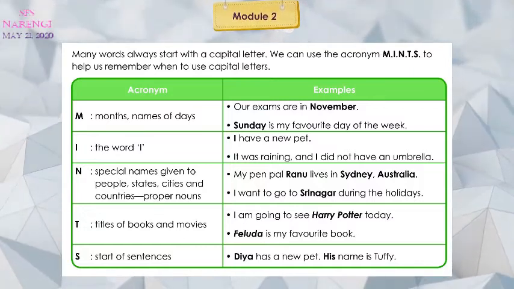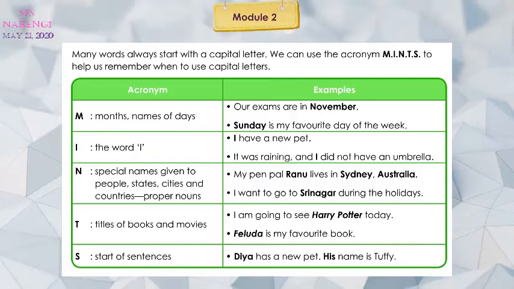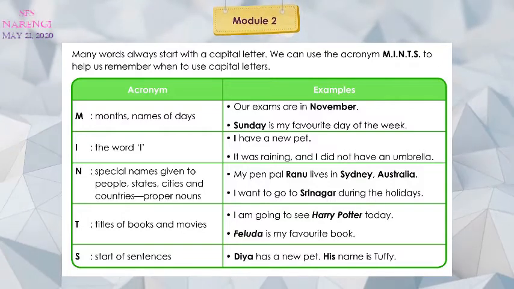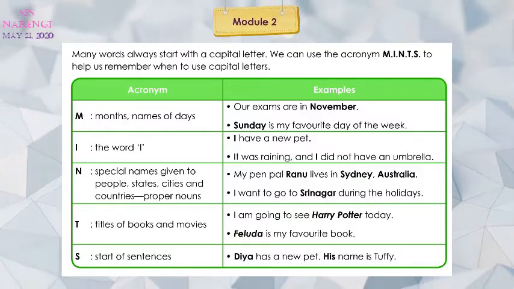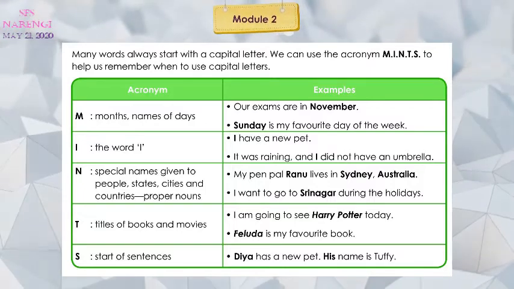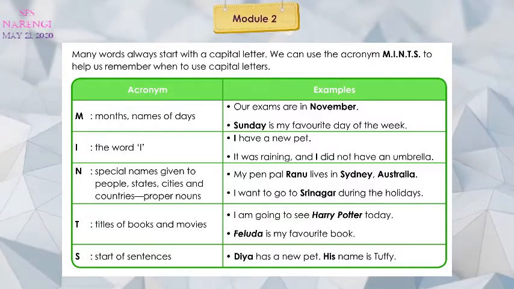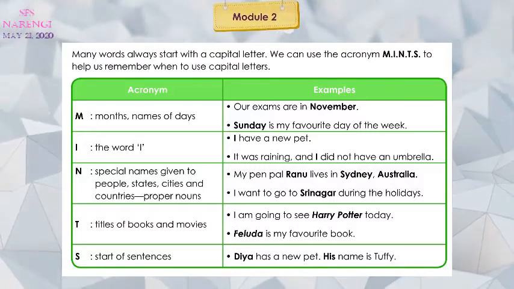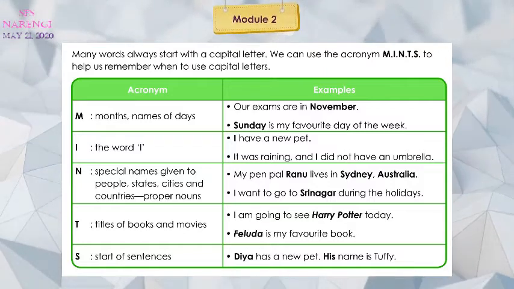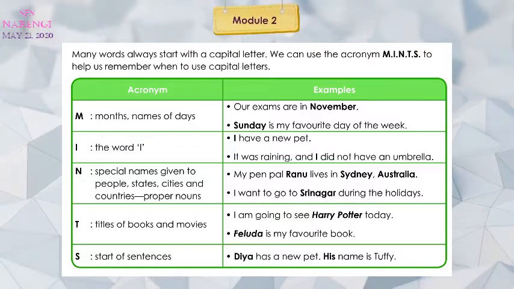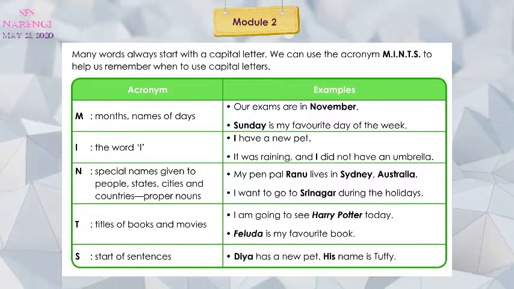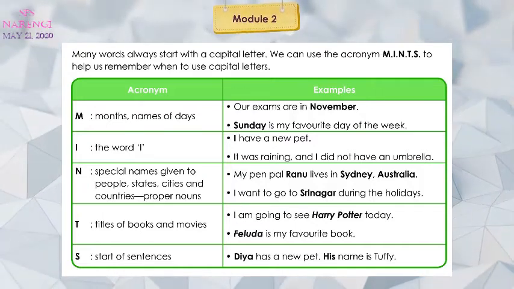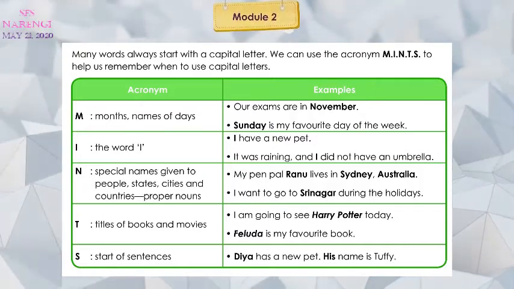Okay, so let's see now what MINTS is. So the capital letters that we use in a sentence, right? How can we recognize where to use them? So M is for months and names of days, right? Months of a year are always written with a capital letter. For example, our exams are in November. Yes, the names of days. Sunday is my favorite day of the week. So all 7 days of a week are written with a capital letter.